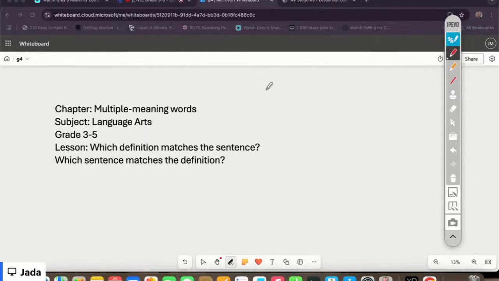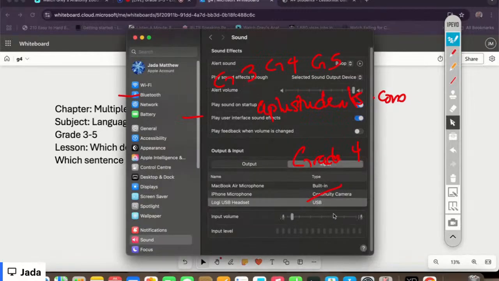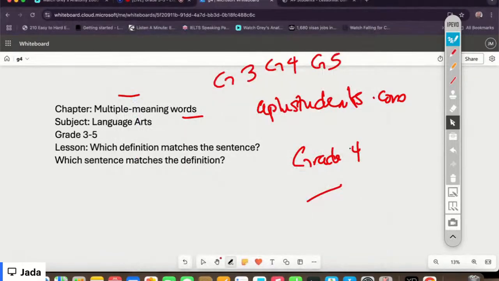Today we will have multiple meaning words. First, you have to log in using eplustudent.com. Click on any move on to language add. This class is for G3, 4, and 5. So we'll get a lesson under grade 4. So you move on to grade 4, you find multiple meaning words. The lesson will be which definition matches the sentence, which sentence matches the definition.